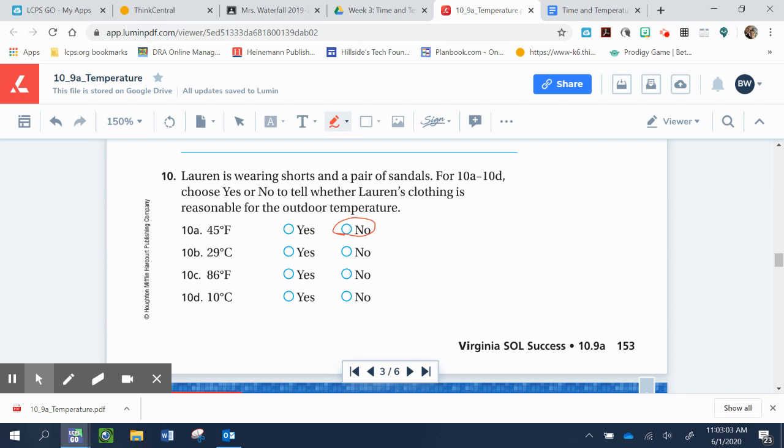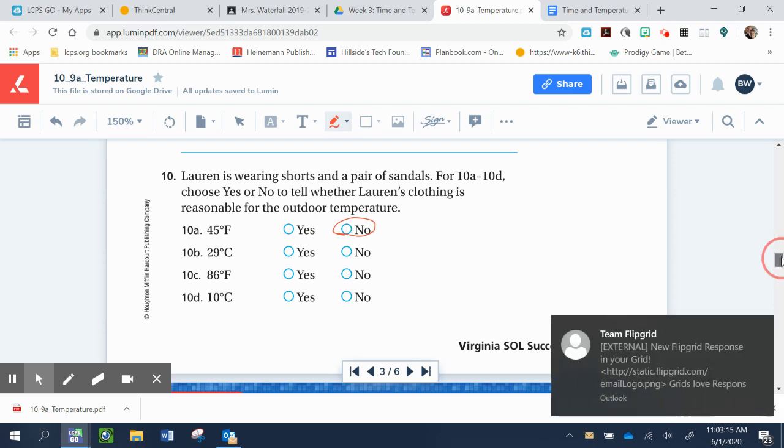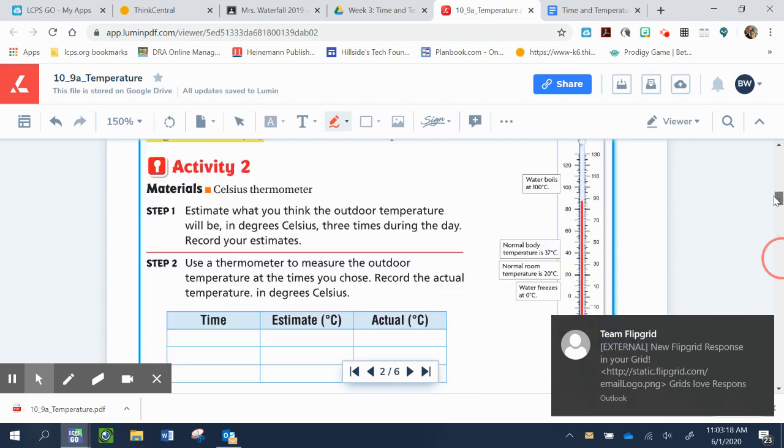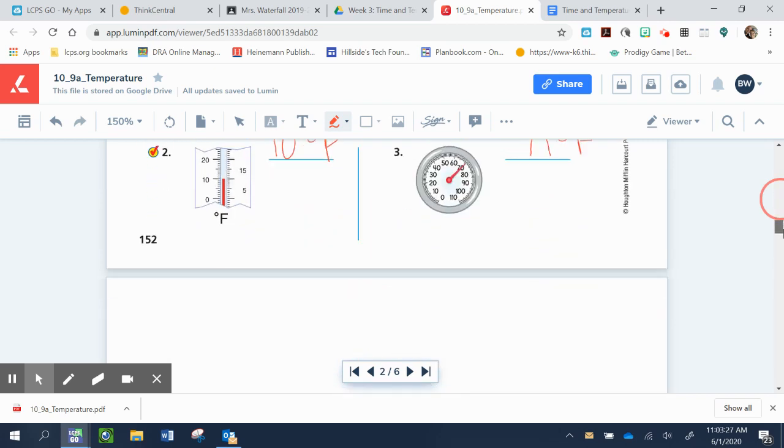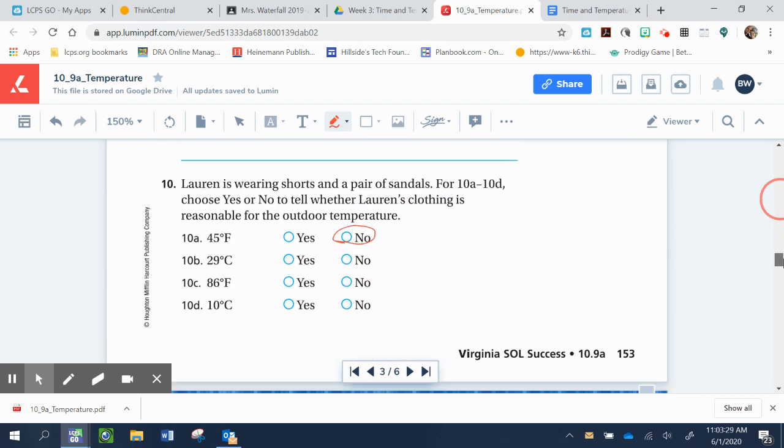Looking at 29 degrees Celsius, well, we know that 0 degrees Celsius is freezing. And we know, what do we say about room temperature? Well, what we can do is we can scroll up a bit. Oh, normal body temperature is 37, and oh, room temperature is 20. So if we go back, 29, that sounds like a good temperature to go out in sandals and shorts. So I'm going to say yes for this one.